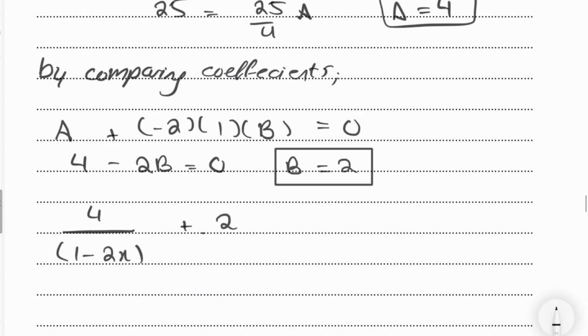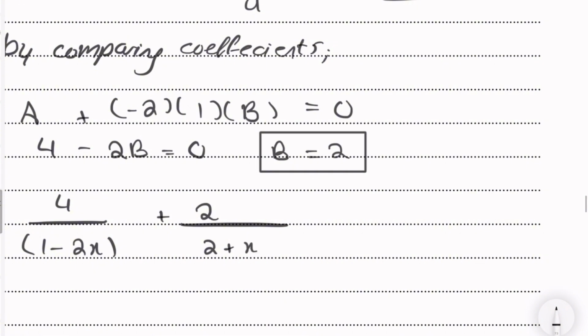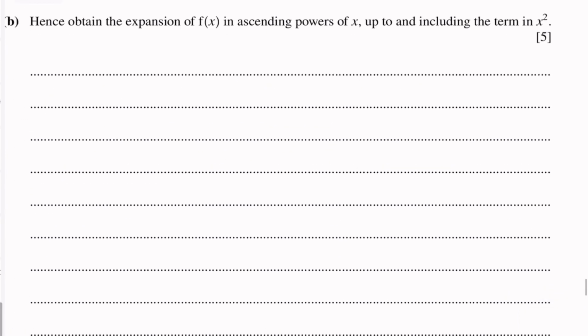And then plus 2 over 2 plus x, and then minus 7 over 2 plus x and the whole thing squared. Okay, now the next question says, hence obtain the expansion of f of x in ascending powers of x up to and including the term in x squared.